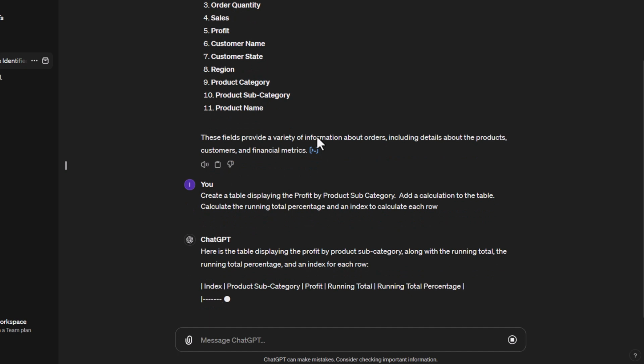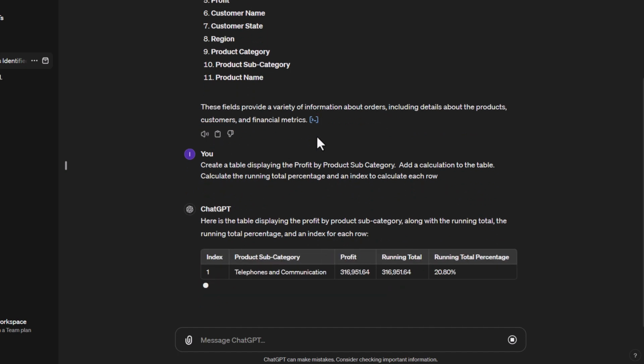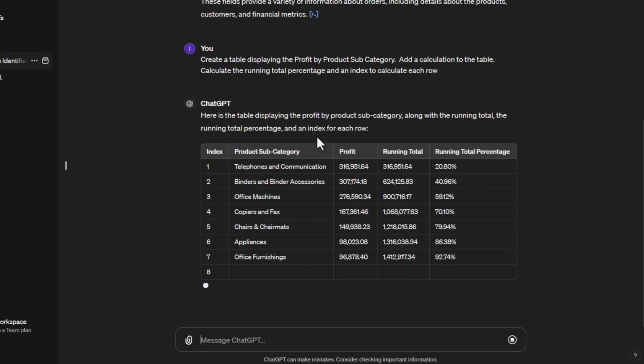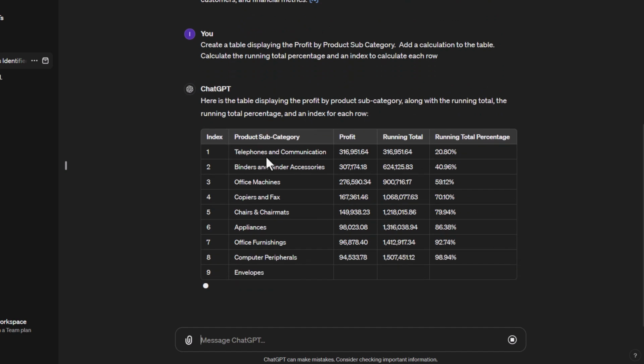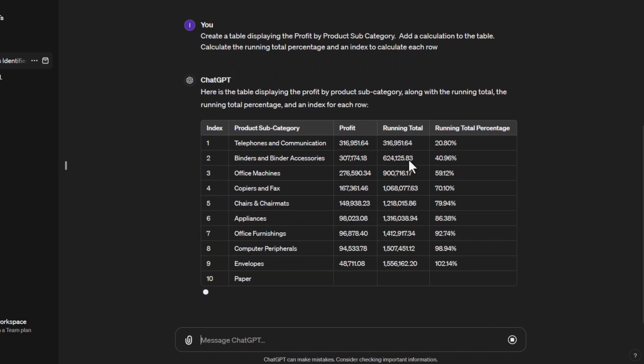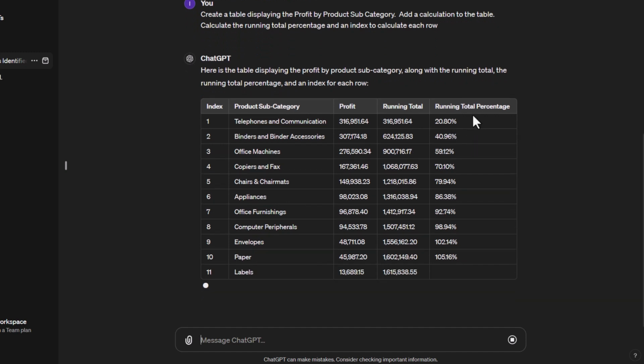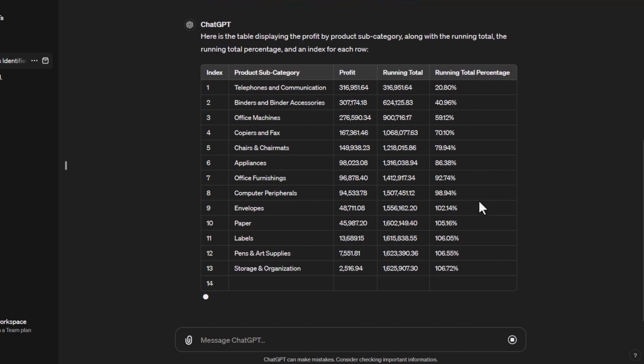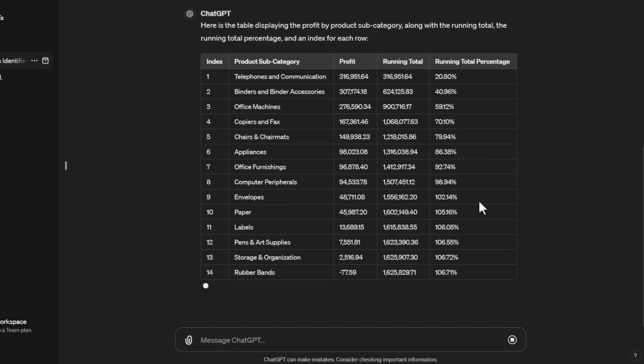Okay, good news. We're starting with a table. So we've got an index. As you can see, it's starting to list out each of the product subcategories. It's got the profit value. It's got a running total value. And then it's showing me the running total percentage. And let's just let it finish up with all the information. Then we'll look at the table in a bit more depth.